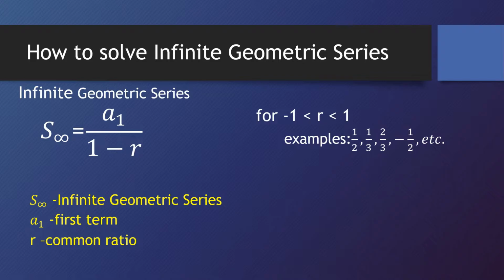So what will happen if your common ratio does not belong to this interval? If the common ratio is less than or equal to -1, or the common ratio is greater than or equal to 1, the value of the sum does not exist. So you can only find the sum of an infinite geometric series if your common ratio is between -1 and 1.